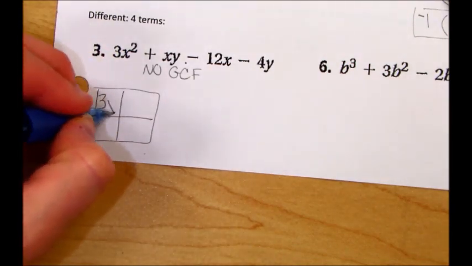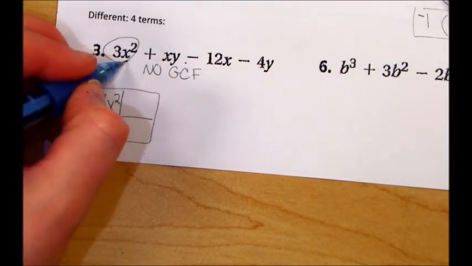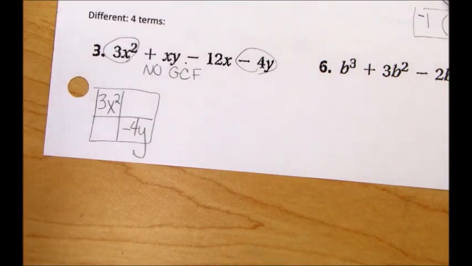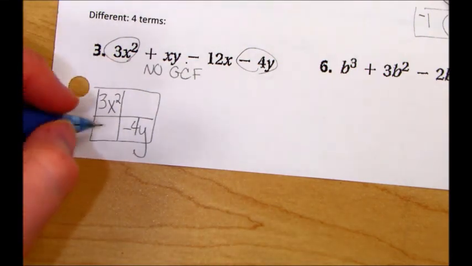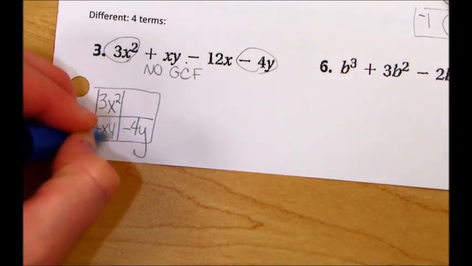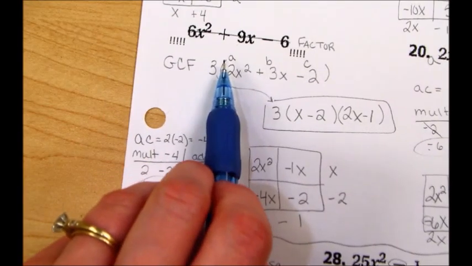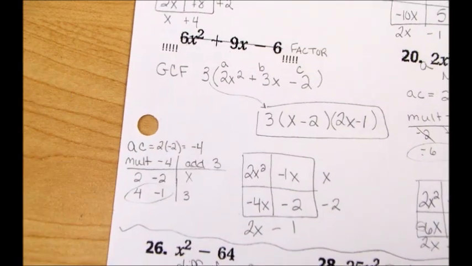You put 3x squared here. So you put the first term there. You put the last term where you're used to putting the last term. And then these two, it doesn't matter which one goes where. So you can do plus xy here and minus 12x here. Notice I did not make you find A, B, and C. We get to skip this entire step when you have 4 terms.